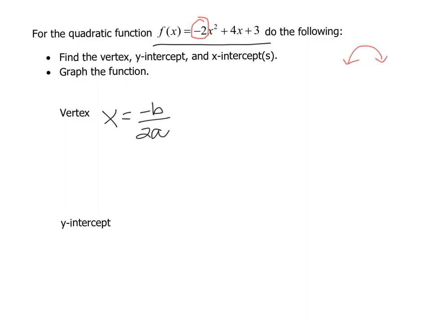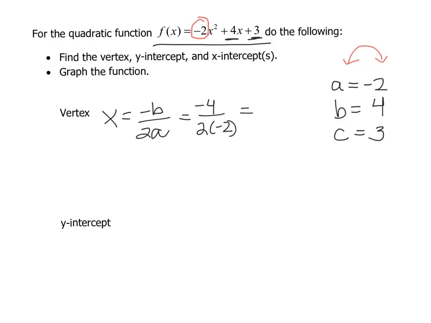When we're finding the vertex, we're always using the formula x equals negative b over 2a. There are actually other ways to do this, but this is how we're going to do it. The coefficient of our x squared term is our a, so a is negative 2. The coefficient of our x term is our b, so that's 4. And the constant term is 3. To find the vertex, I'm going to take negative b, so negative 4, over 2 times a, that's negative 2. So the x-coordinate of our vertex is negative 4 over negative 4, or 1.